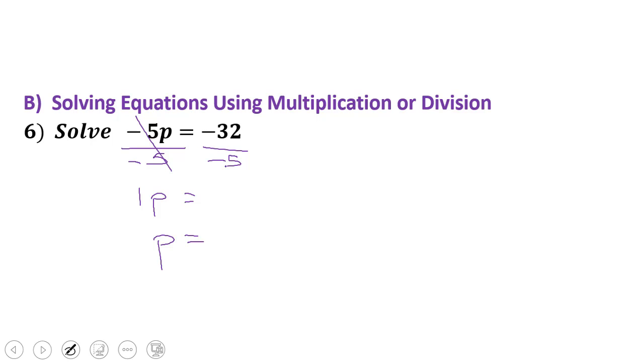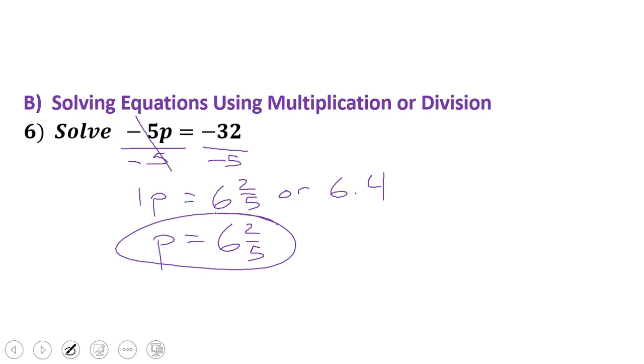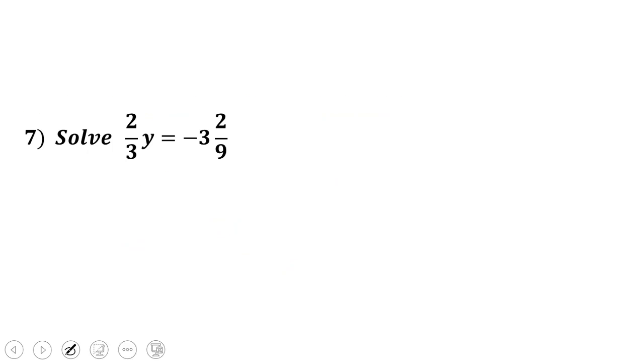Negative 32 divided by a negative 5: a negative divided by a negative is positive. And 32 divided by 5 is going to be 6 2/5, or you could go 6.4, however you choose to do that. So 6 2/5 is what I'm going to write as my final answer. Ladies and gentlemen, pretty straightforward. The same process over and over again. Once you have solving simple equations down, this is going to make your math a lot easier.